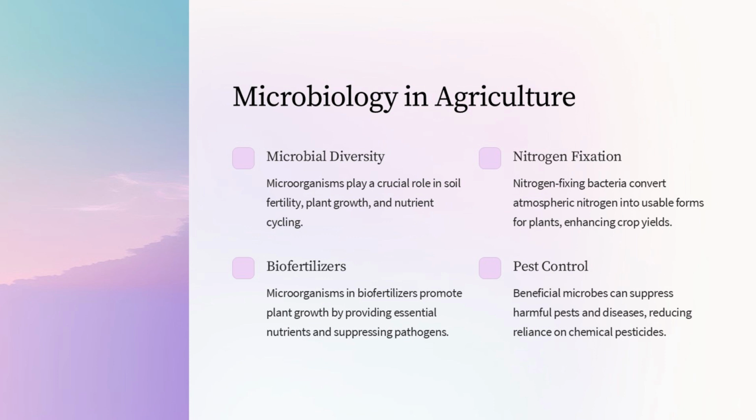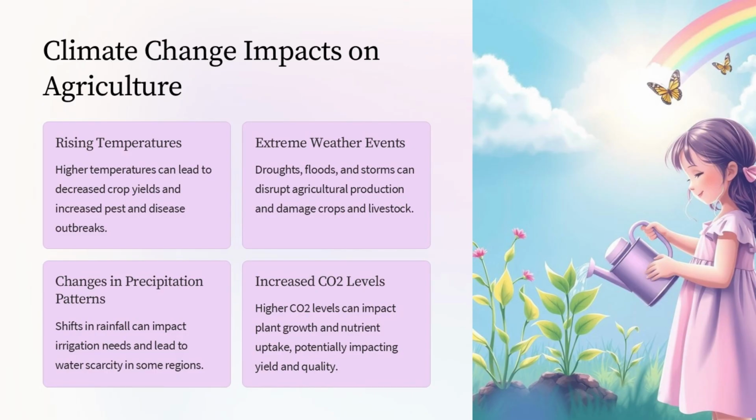Certain microorganisms can be used as a natural form of pest control, helping to suppress harmful pests and diseases and reducing reliance on chemical pesticides. Climate change is having significant impacts on agriculture around the world.